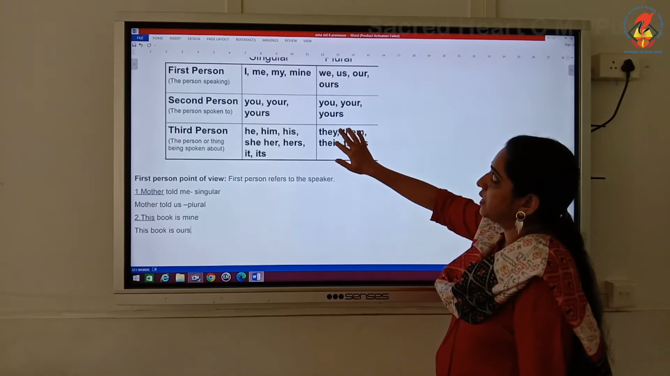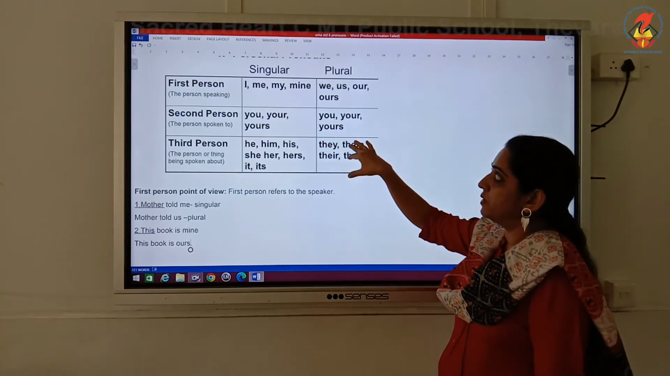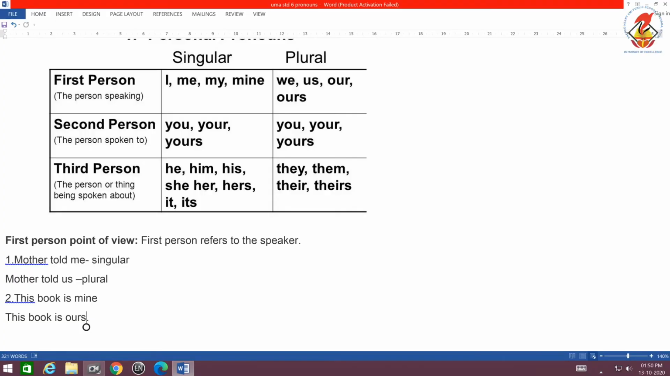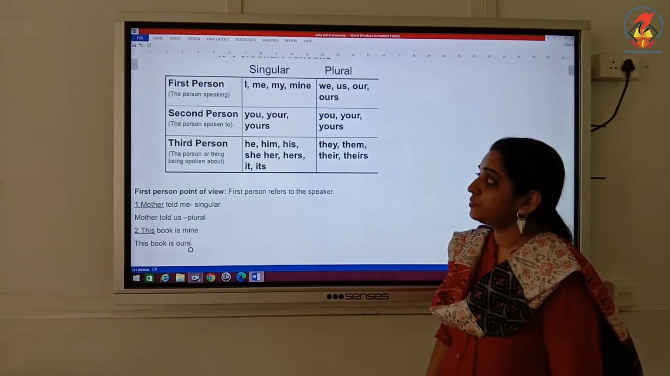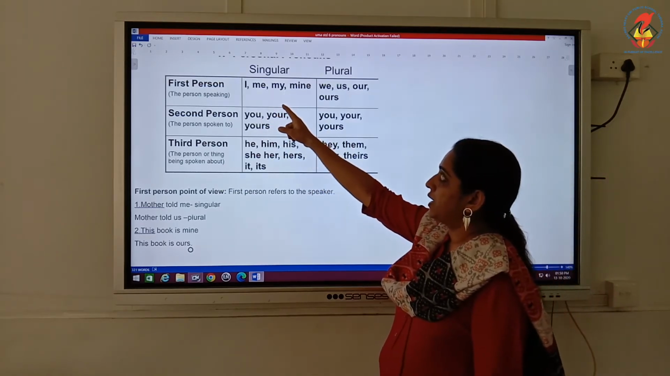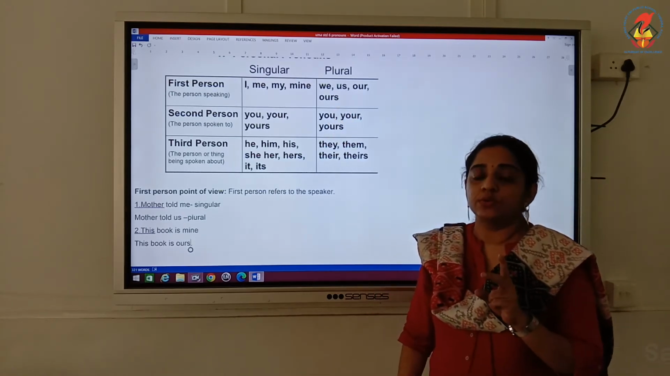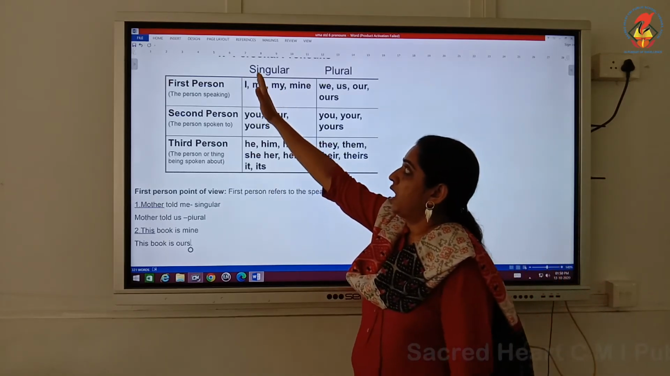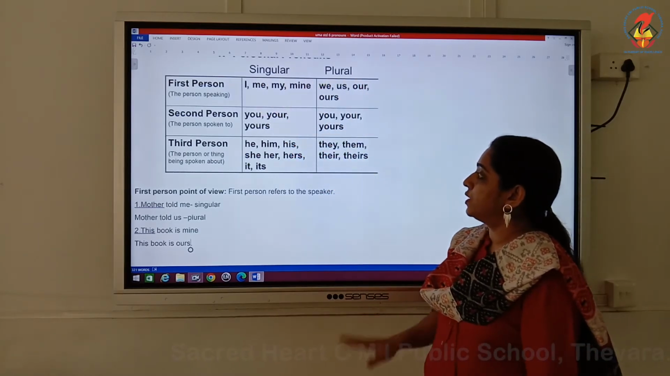See children, don't worry about it. It's very easy. The thing is, you have to understand this table. Okay, you should understand this table. See, this book is mine. Mine, what is the plural of mine? Ours. Like that, you will get the answers. Don't worry about it. If you are not getting it, just see this box. So, first person, I, me, my, mine. First we studied first person I, second person you, third person he, she, it. Now, we are studying in detail about first person. I, the other forms of I, me, my and mine, and how they turn to plural, is described here.